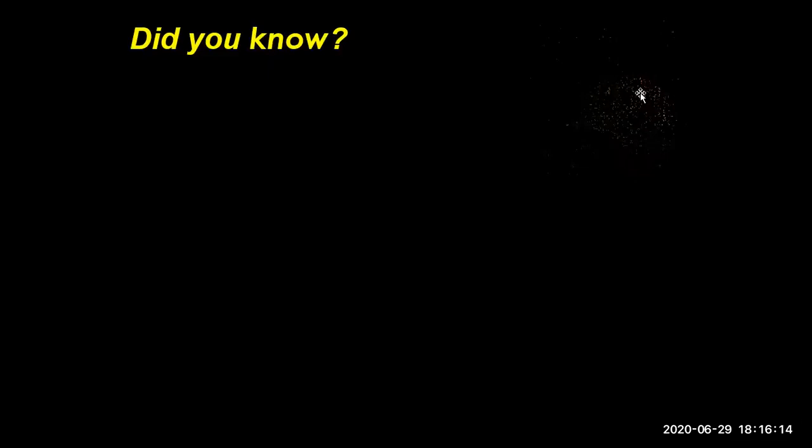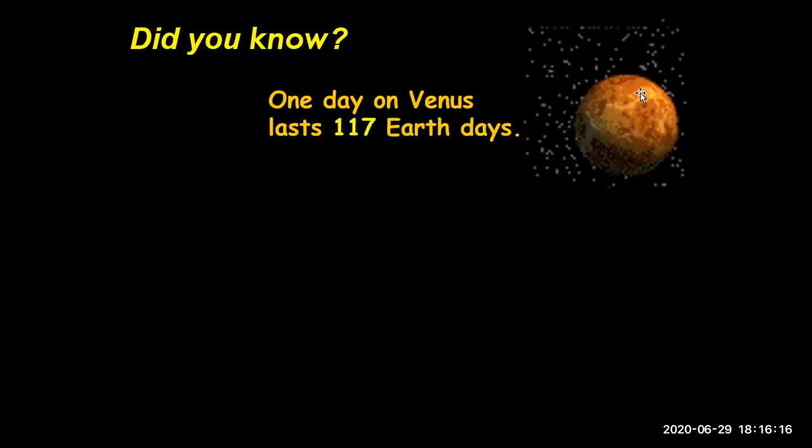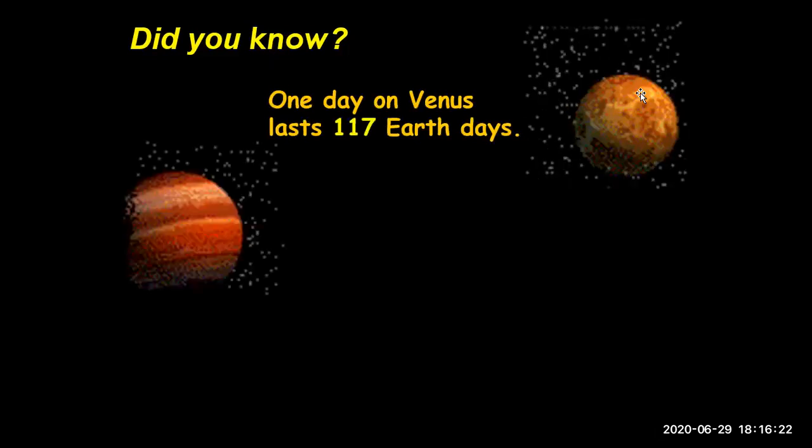Did you know one day on Venus lasts 117 Earth days? Very long. Jupiter whips around in just 9 hours and 57 minutes. One day on Earth.